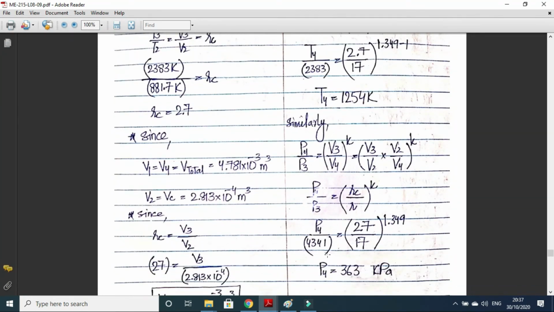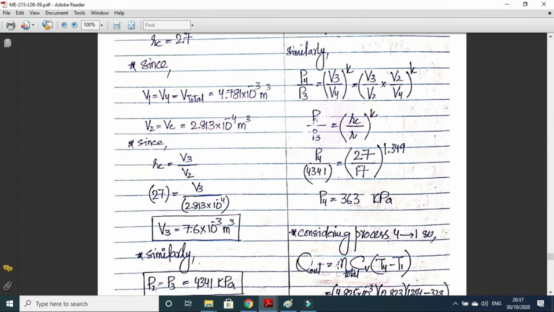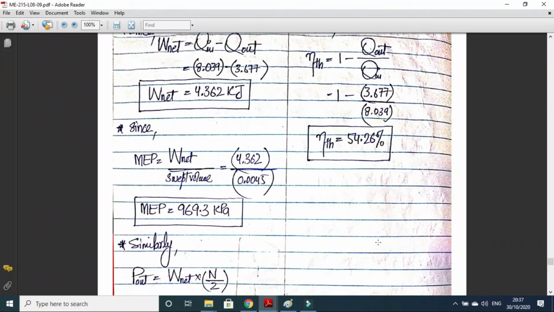Similarly, we can calculate P4 with the isentropic relation. P4 upon P3 is equal to V3 upon V4 to the power K. P4 is coming out to be 363 kilopascal. So once we know the T4 and T1, we can calculate Q out: M total multiplied by CV (T4 minus T1). Q out is coming out to be 3.677 kilojoule.